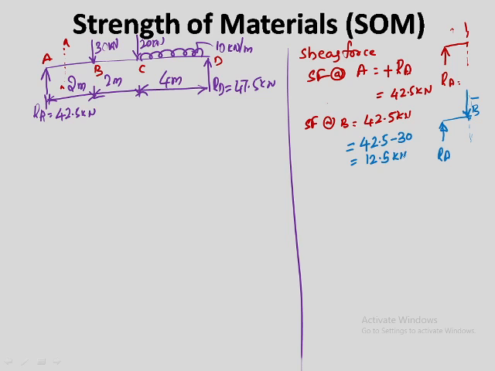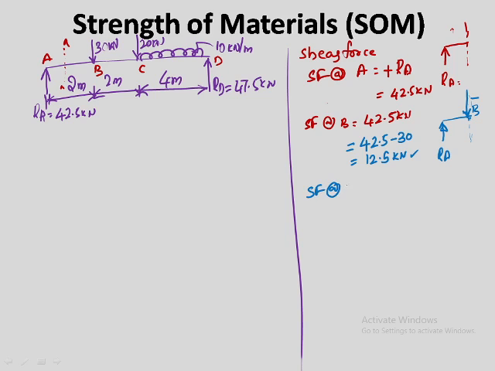Okay, right? If you consider 30 kilonewton, you are going to get 12.5 kilonewton. If you don't consider it, you are going to get 42.5 kilonewton. So why am I showing this? Because there is a change in the shear force as you go on adding the loads. Now let us look here.